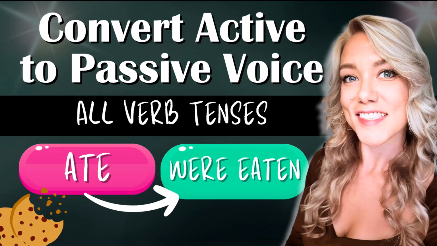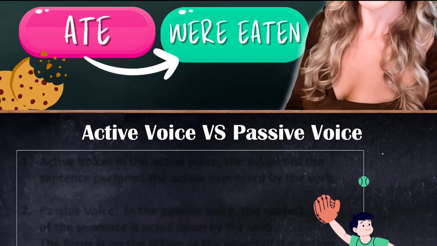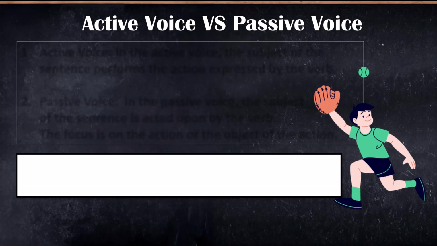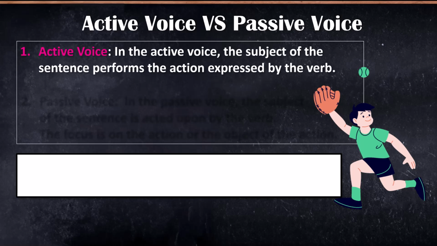In my last video, I talked to you about using the active voice versus the passive voice in writing. And in today's lesson, I want to go into more detail on how you can convert from the active to the passive voice. We're going to do practice with all the verb tenses. So I recommend you watch my other video, which I've linked you to in the description below. But quickly, let's talk about the active voice and the passive voice.